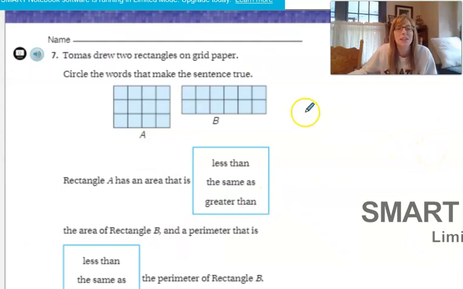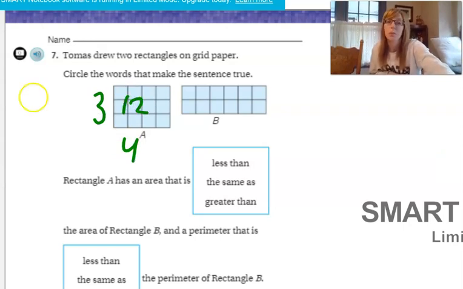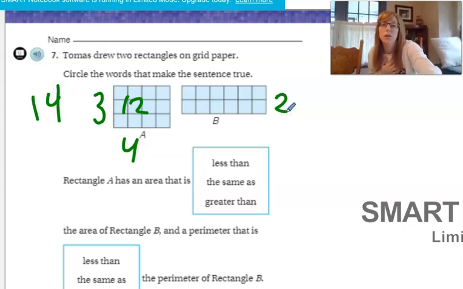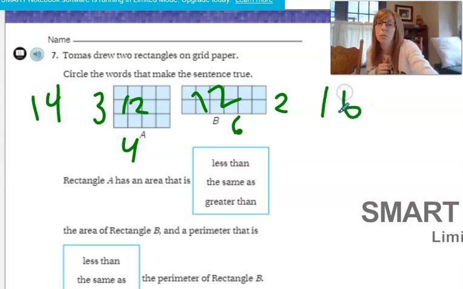All right. Thomas drew 2 rectangles on grid paper. And it says circle the words that make the sentence true. So first of all, let's just figure out what we got going on here. We have 3 on this side and we have 4. So we know that the area is 12 and we know the perimeter is 14. Then on the other one, we have 2 and 6. So we know the area is 12, but the perimeter would be 6 plus 6, which is 12, plus 2 plus 2. So 12 plus another 4 is 16. So the perimeter is 16.